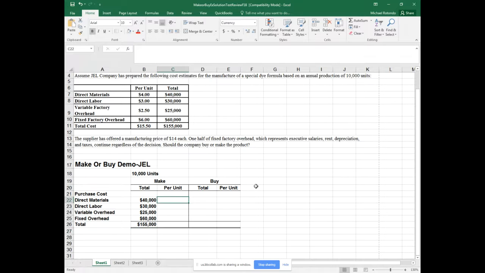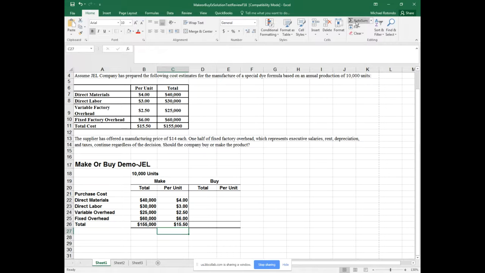$155,000. Per unit, $4 for direct materials, for direct labor, $3. Variable factory overhead, $2.50. And fixed factory overhead of $6. Again, coming right from here. So that's going to be a total of $15.50. So you may be thinking, well, why are we just copying it? Well, if we're presenting this to management, they're going to want all the data in one place. So it makes sense to take it from where we have it and put it into this format.